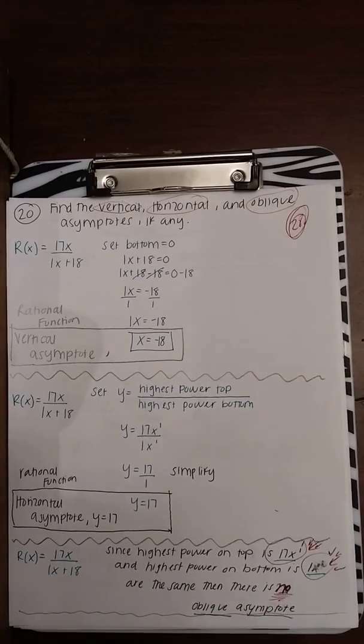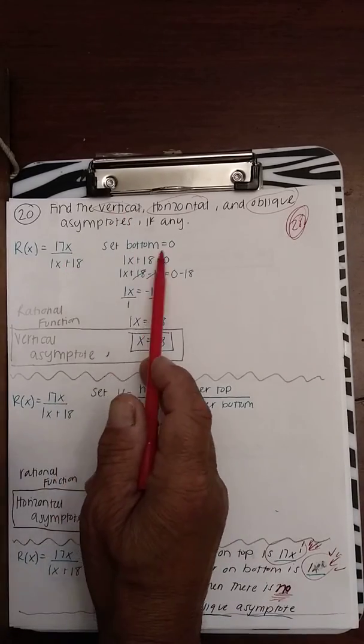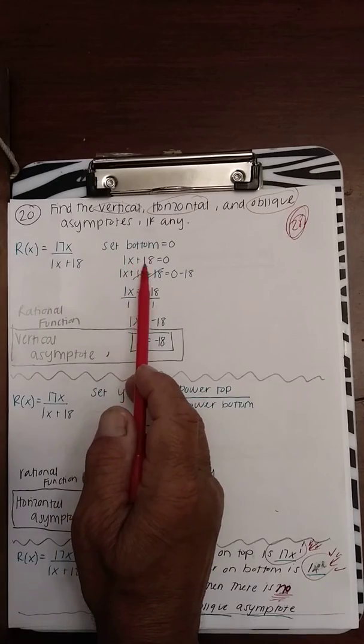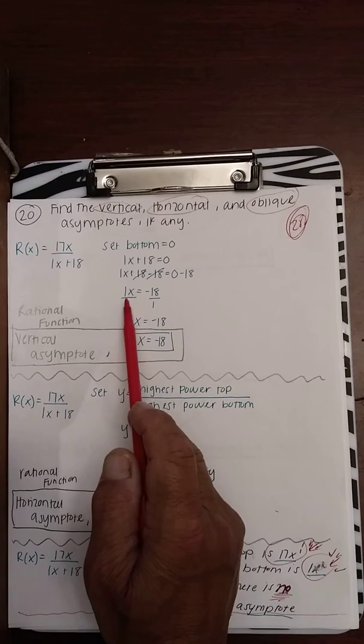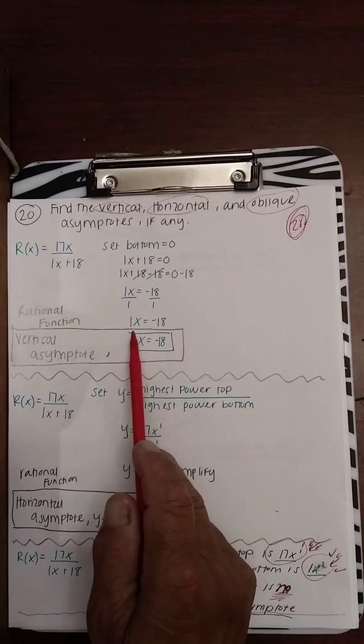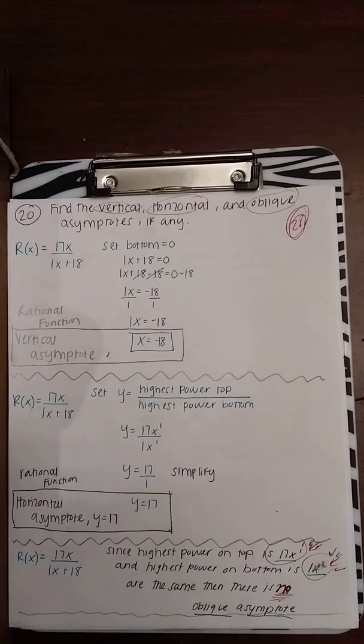Find the vertical, horizontal, and oblique asymptotes. To find the vertical, set the bottom equal to 0, right here. So 1x plus 18 equals 0. Subtract 18 from both sides, and divide by 1, so we have 1x equals negative 18, or x equals negative 18. That is the vertical asymptote.